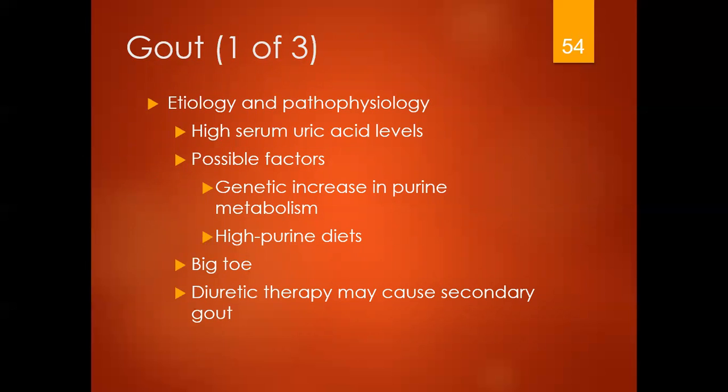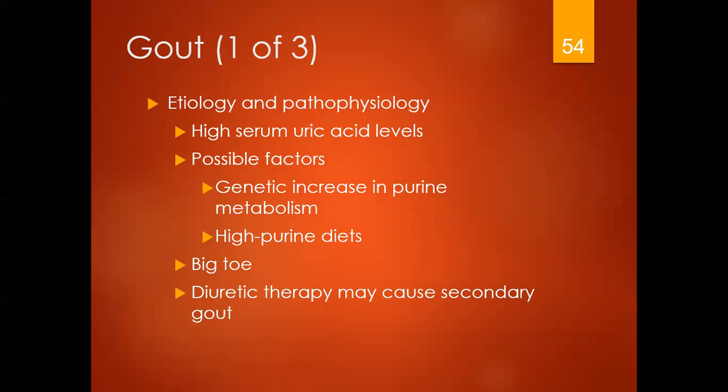There's a possibility for a genetic increase in purine metabolism, which can cause that overproduction or retention of uric acid. And also if you're eating a high purine diet. Excessive alcohol consumption will cause an increased production of keto acids that inhibit uric acid secretion and can cause hyperuricemia. And then deposits of urate crystals occur in the joints and subcutaneous tissues and can cause kidney stones. The big toe is most often affected. It's the most common site. Many other joints can be affected as well.